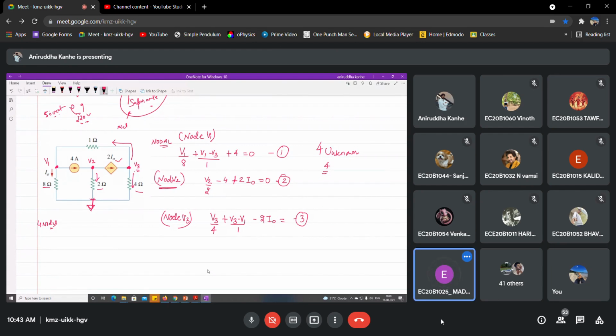Loop, sir. No need to write loop. Just nodal will help you. Adding 2 and 3 will not lead to any other new equation. Total current equal to 0.